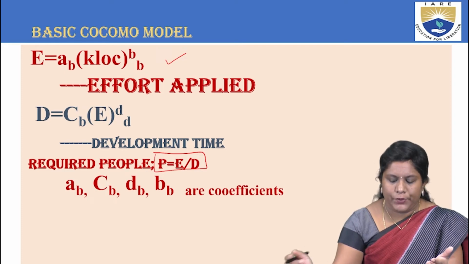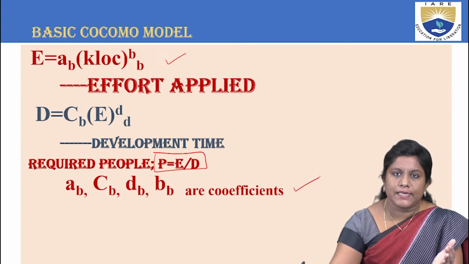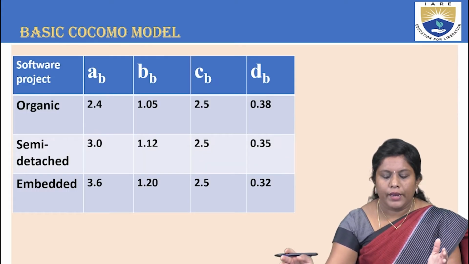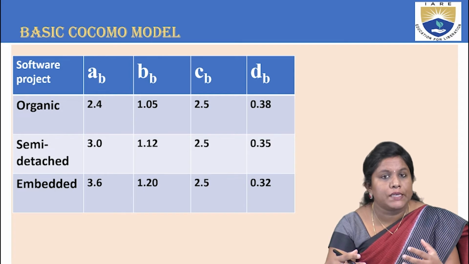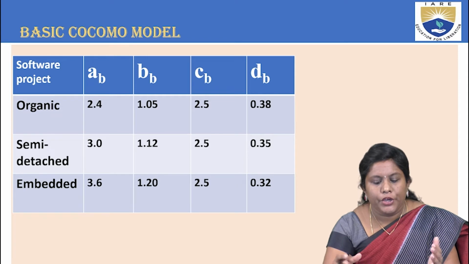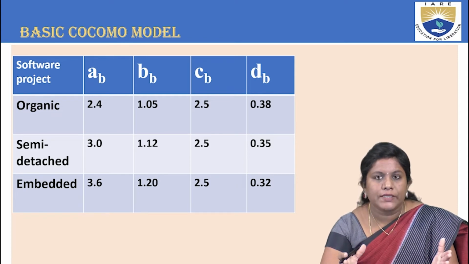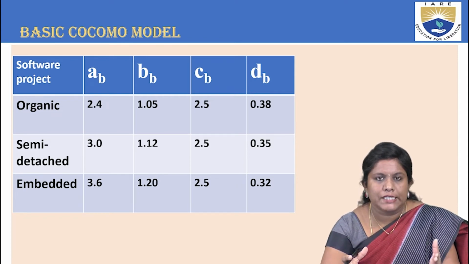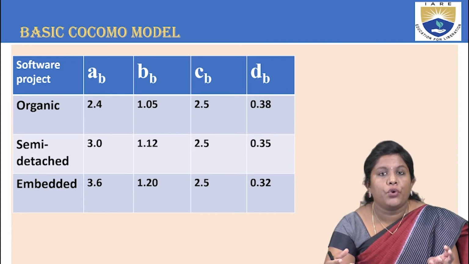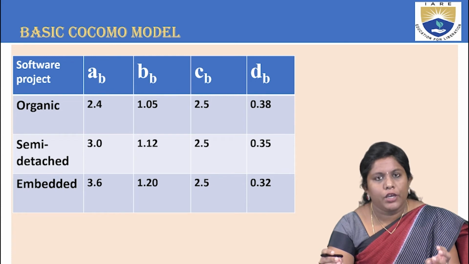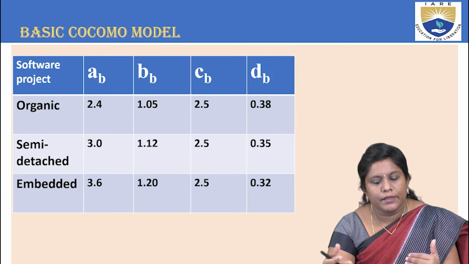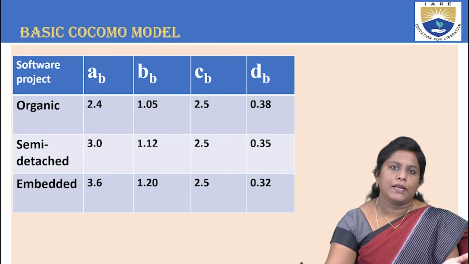From the above formulas, you can consider all these to be coefficients, that is AB, BB, CB, and DB. Now, if you are given numerical problems on this topic, the size will be given in the question itself. That is, they will tell you how many lines of code there are for that particular project.